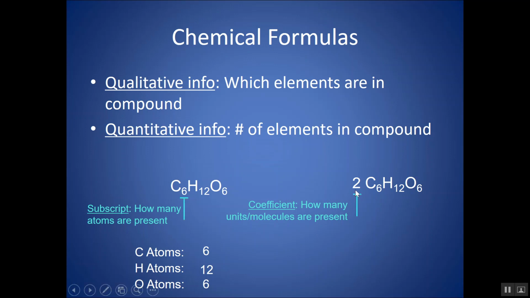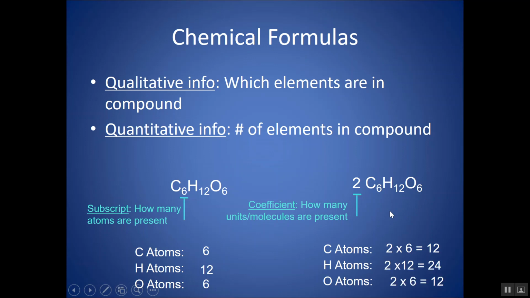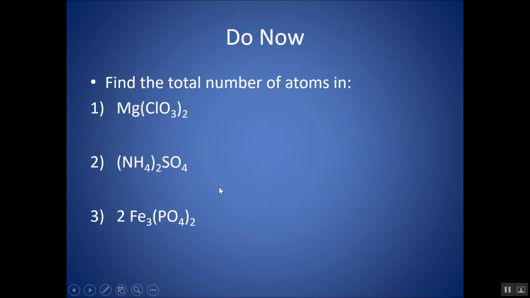But if you see a coefficient in front, that would just, in this case, double the number of atoms that are present because you have 2 glucose molecules present, so total I'd have 12 carbons, 24 hydrogens, and 12 oxygens because I'm multiplying each of these subscripts by the coefficient. I'm just distributing that number in front to everything in the formula after it. And that's something we're going to look at more in the next chapter. In this chapter, we're really just going to be starting to look at the formulas and subscripts.